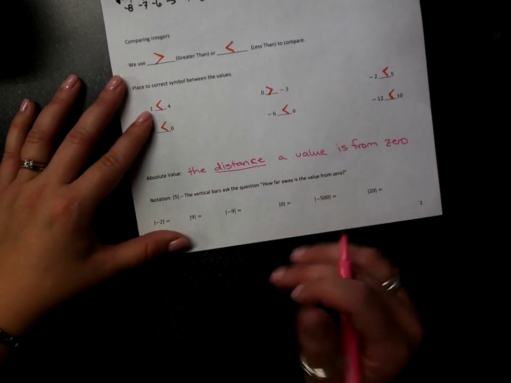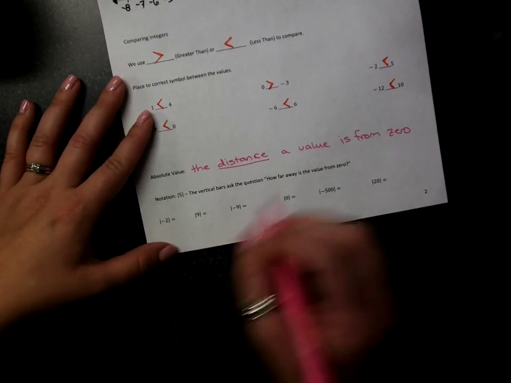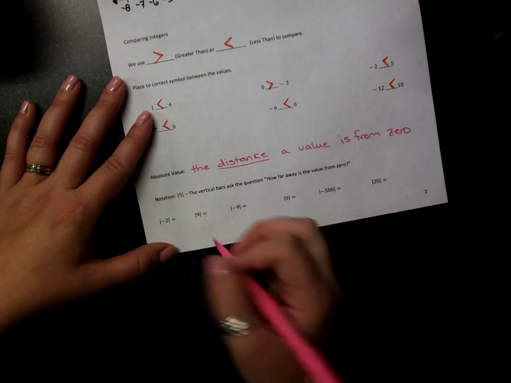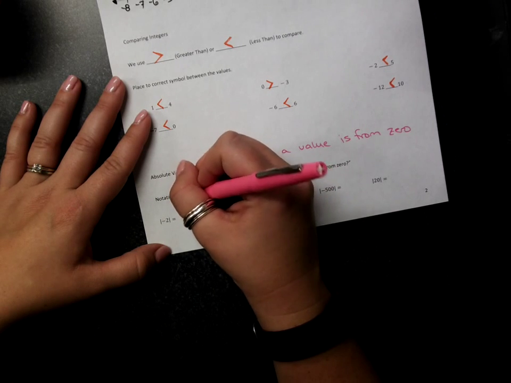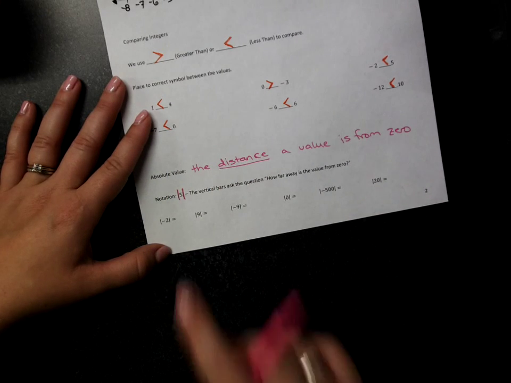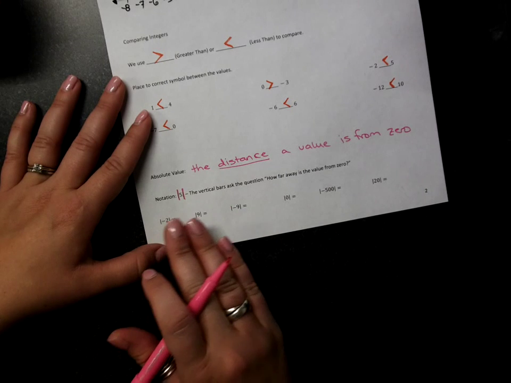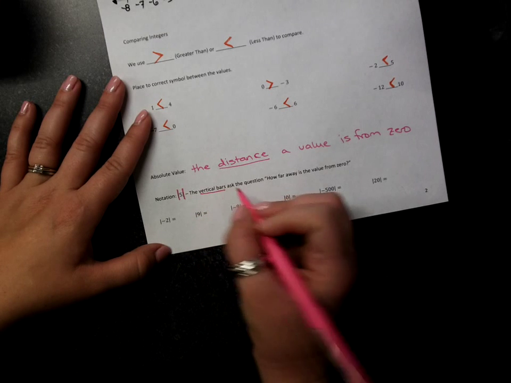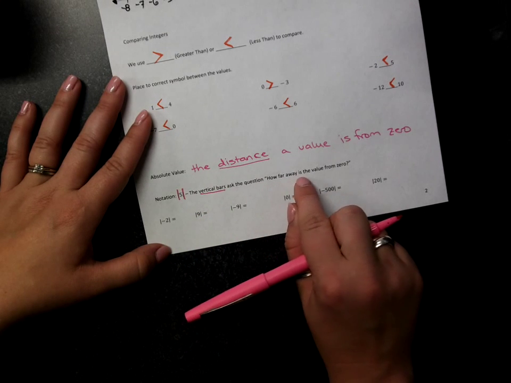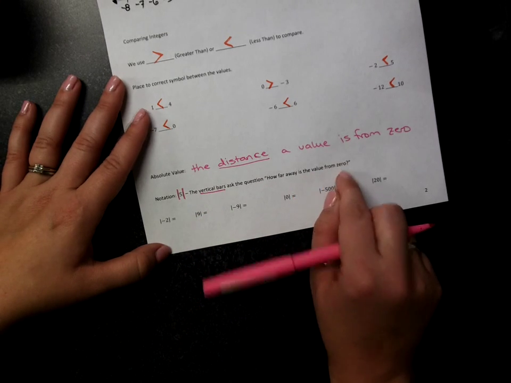The symbol we use for absolute value are vertical bars. I'm going to overemphasize this. We have two vertical bars. They're not parentheses. They're not brackets. They're just vertical bars. These vertical bars ask the question, how far away is the value from 0?